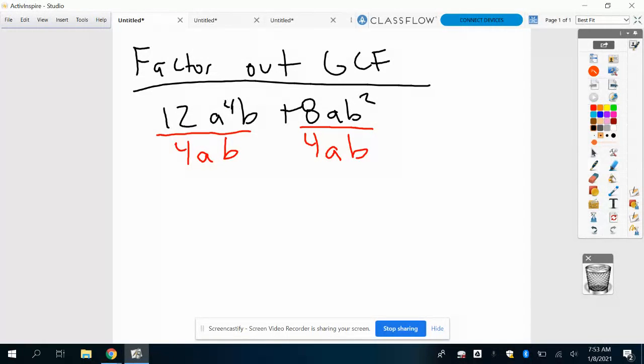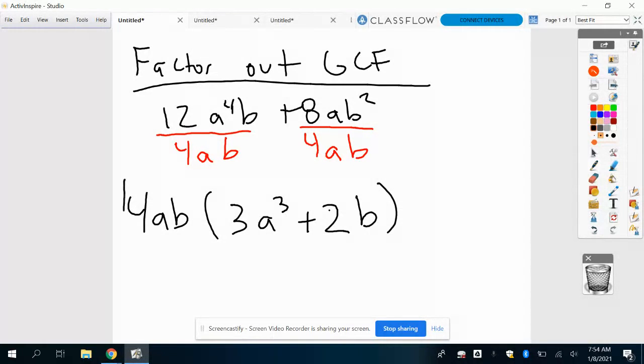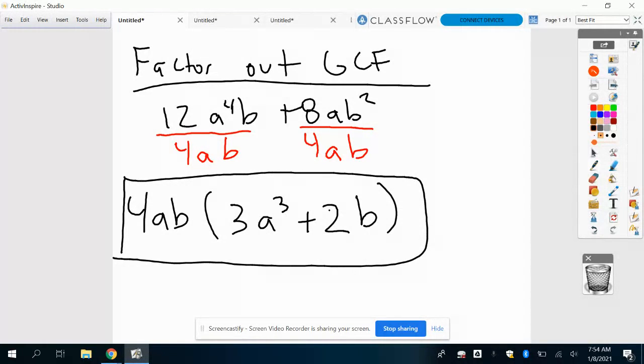So we want to take that 4ab out, and then in parentheses is what we divide out. 12 divided by 4 is 3. a to the 4th over a is a to the 3rd. The b's cancel. Plus 8 divided by 4 is 2. Again, the a's over each other cancel, and b squared over b is just b. So that would be our final answer here. The GCF is out front, and then what's left when you divide it is inside the parentheses. So that's specifically factoring out a GCF.